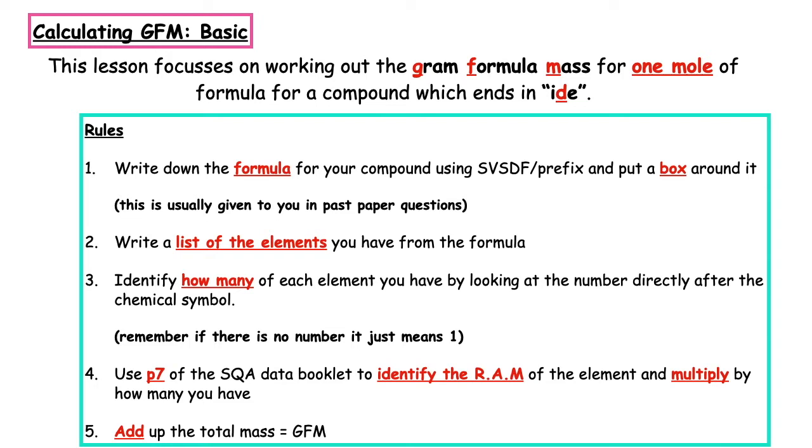Number two, we have to write a list of the elements that we have from the formula. Three, identify how many of each element we have by looking at the number directly after the chemical symbol. Remember that if there is no number after the chemical symbol, it just means one. We then use page 7 of our data booklet to identify the relative atomic mass of that element and multiply it by how many you have. At the end, we have to add up the total mass, and this equals the GFM.